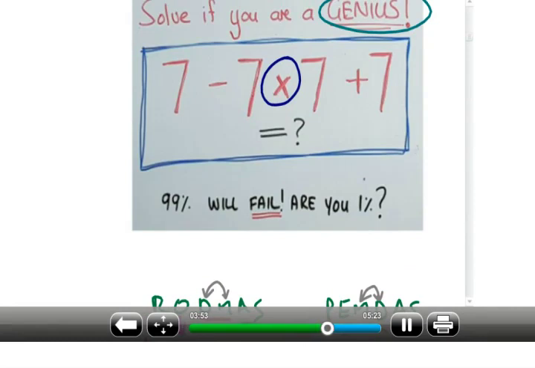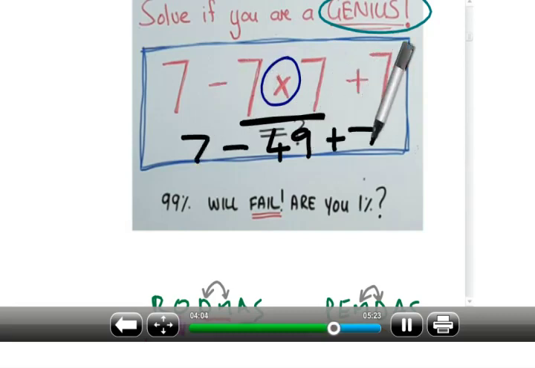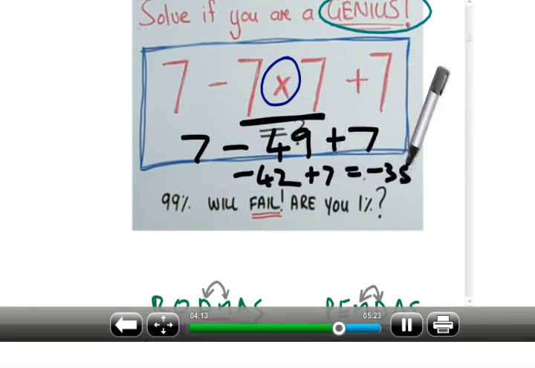Which means then, if we look at this question, you're going to have to do the multiplication first. 7 times 7, which will give us 49. So then we have 7 minus 49 plus 7. And 7 minus 49 will then give us minus 42. And then minus 42 plus 7 will give us minus 35.